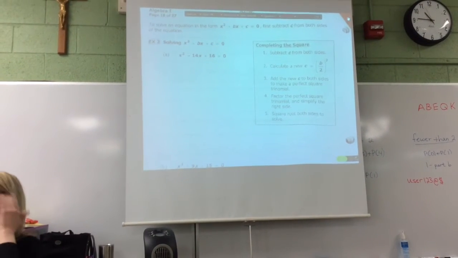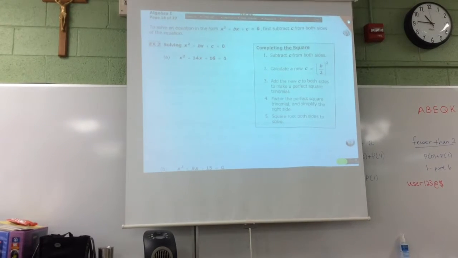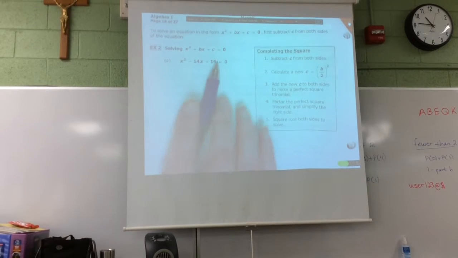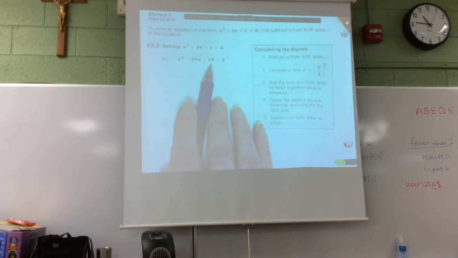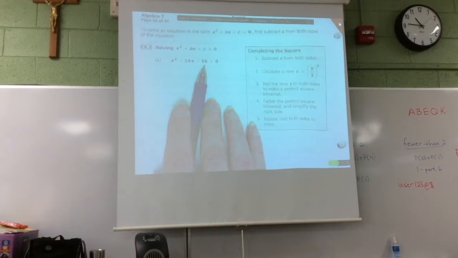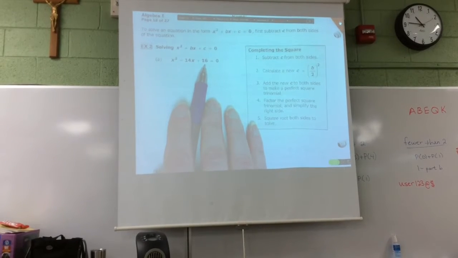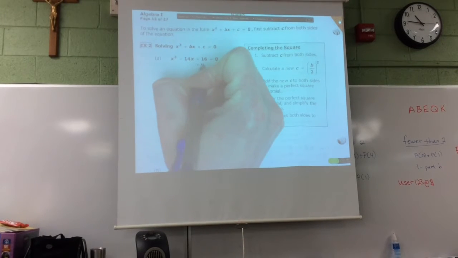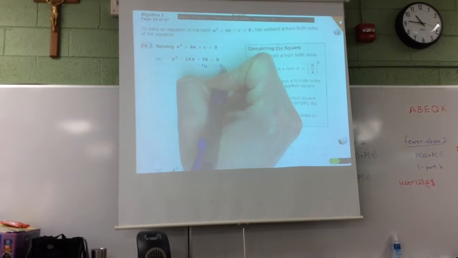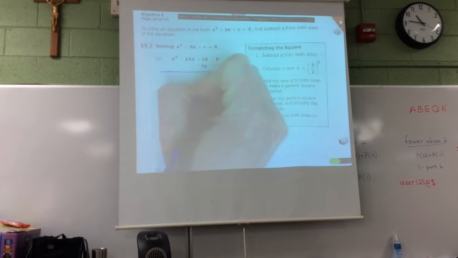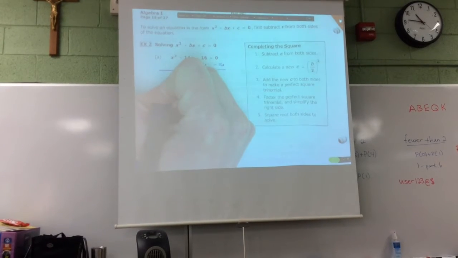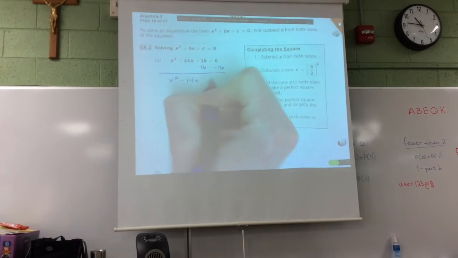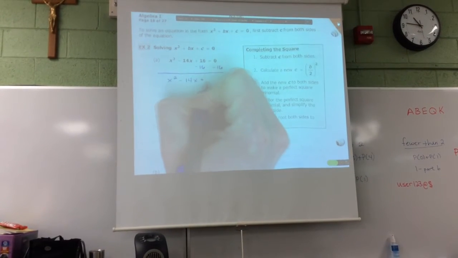All right? The very first thing that we need to do when we approach one of these problems is, this is old C right here. Old C. We're going to need a new C, but we've got to get rid of old C. So we're going to move him to the other side. And this is going to give me x squared minus 14x. Leave a spot for new C.